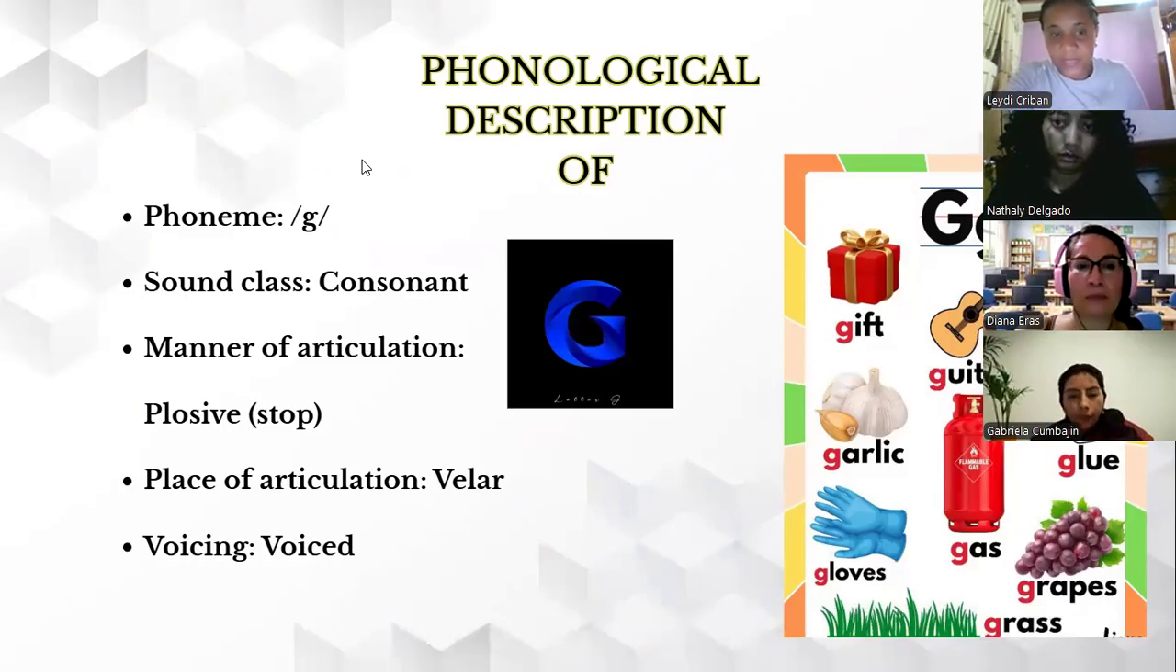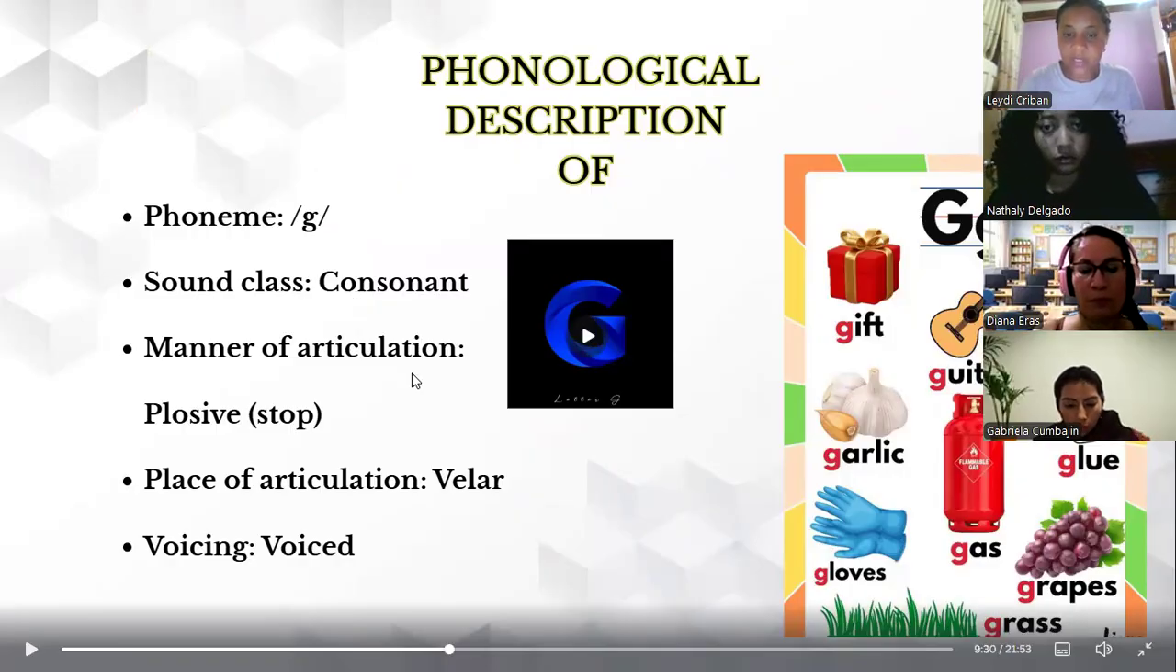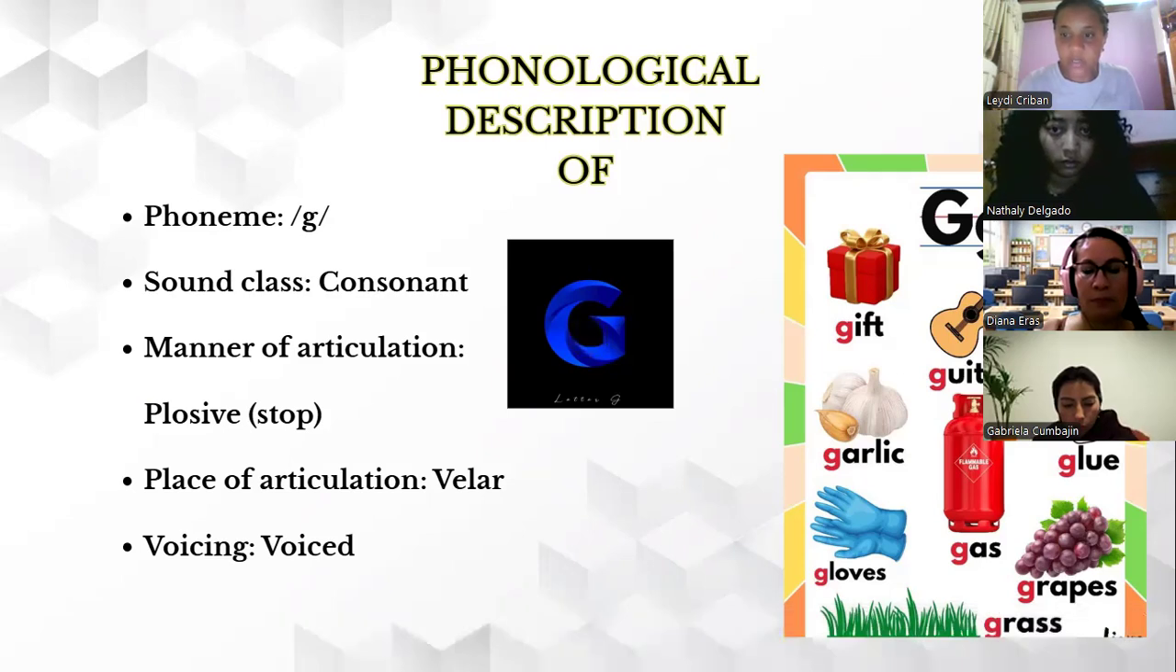Oh, okay, yeah. This phoneme is a consonant. This is a plosive stop, and the place of articulation is velar. This is voiced. As examples of this phoneme, we have the words gift, guitar, girl, garlic, gas, glue, gloves, grapes, grass.